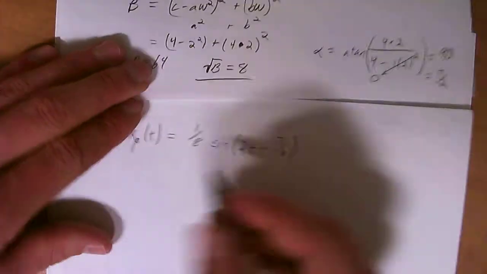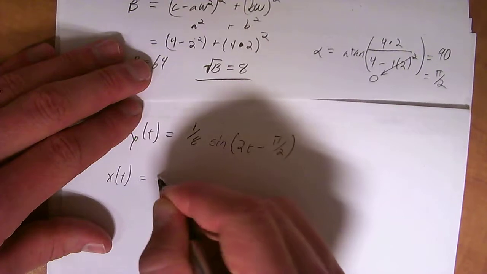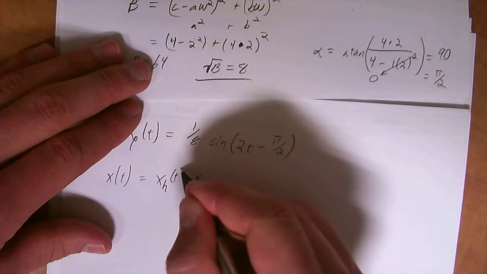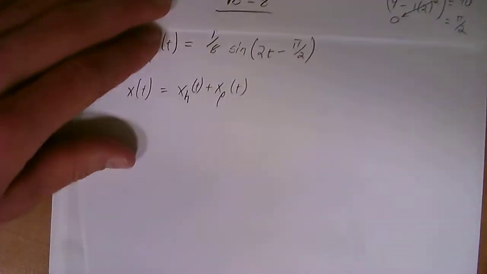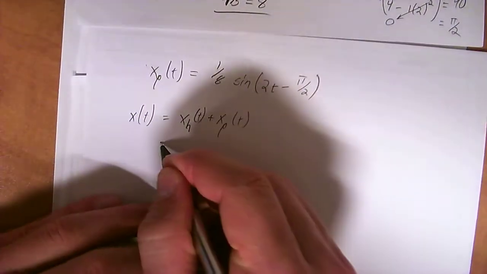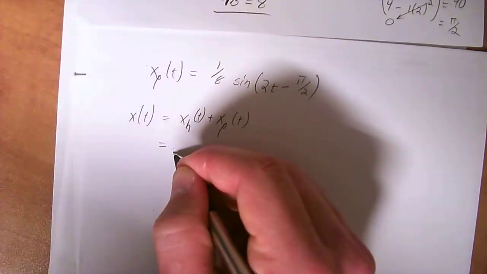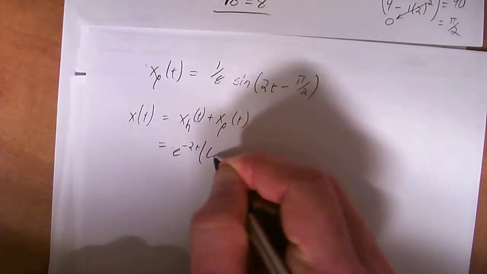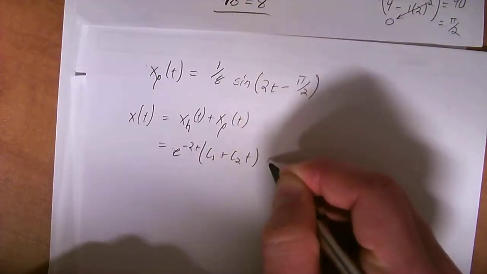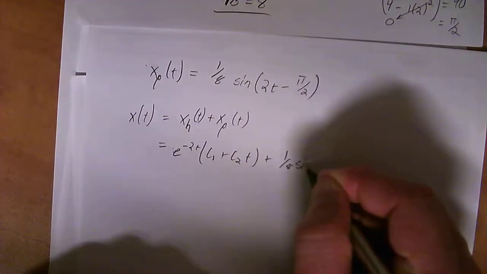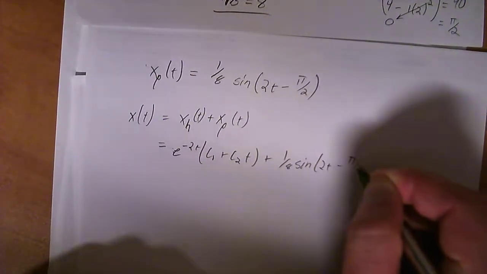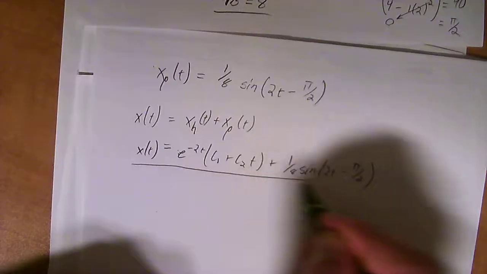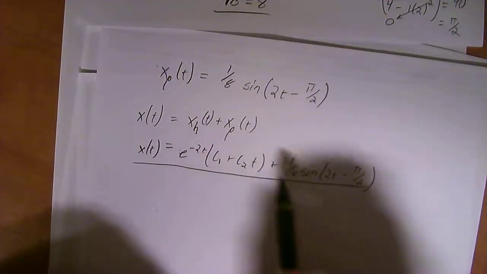So now, to get x of t, you add the homogeneous plus xp, and both of these are of t. If I forget an of t once in a while, it's still there, it's just not really necessary. So we have this equal to e to the negative 2t of (c1 plus c2 t) plus 1/8 sine of (2t minus pi over 2). That's x of t. So we're 3/4 of the way there. We just now have to solve for C1 and C2.